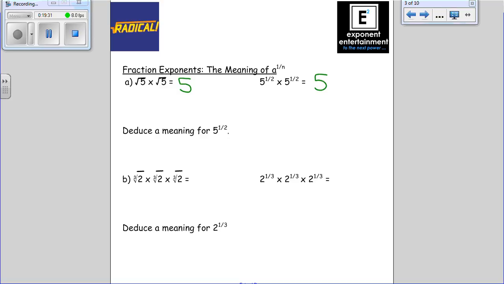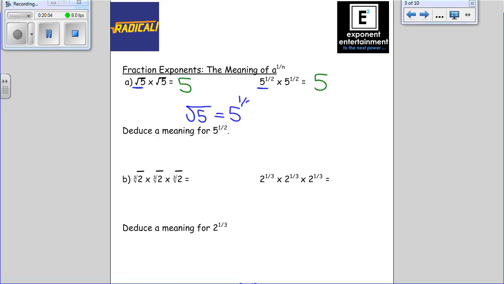And the reason it should be the same is that you're going to learn a little rule here. If the square root of 5 times the square root of 5 equals 5, and 5 to the power of 1/2 times 5 to the power of 1/2 equals 5, what do you think you know about the square root of 5 and 5 to the power of 1/2? It's the same thing. So that means root 5 equals 5 to the power of 1/2. They must be the same thing.